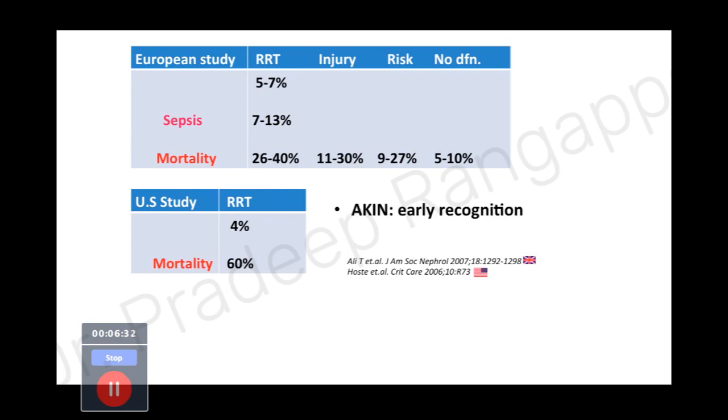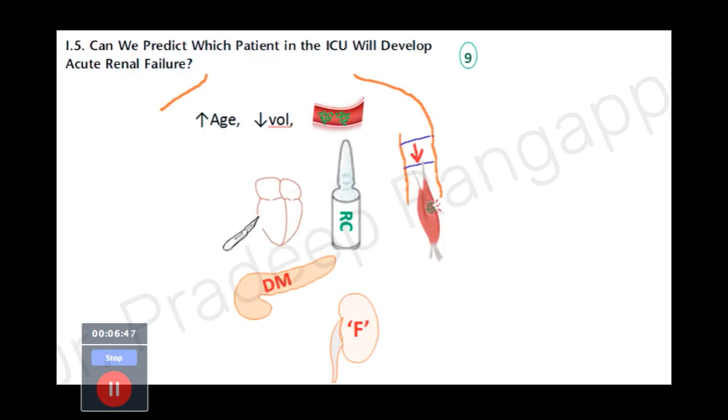And based on these two studies, it is suggested that the AKIN criteria helps in early recognition of AKI. And by using AKIN criteria, the incidence of AKI was somewhere between 1 to 25%, the occurrence rate of acute kidney injury. So now the question is, can we predict which patients in ICU will develop it?